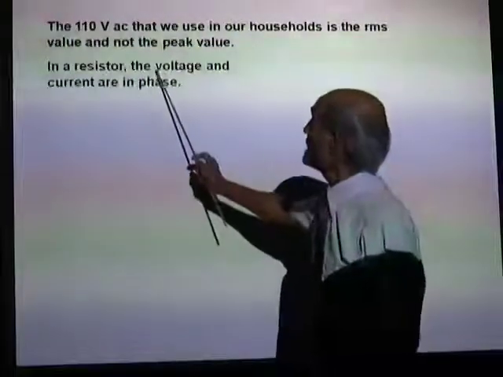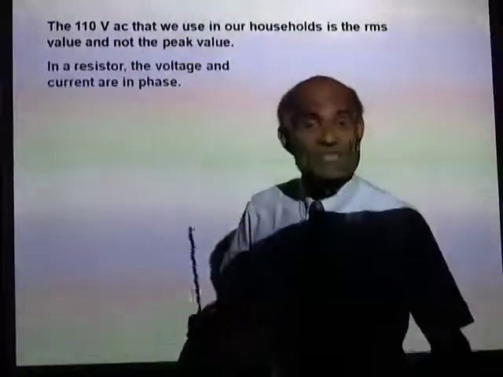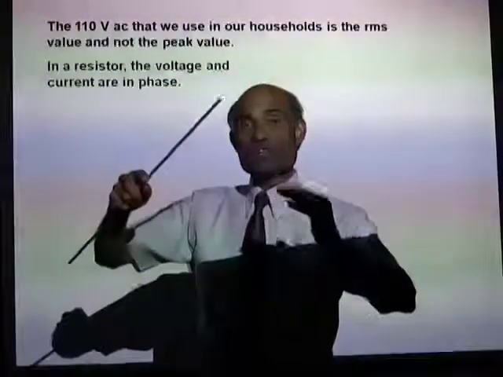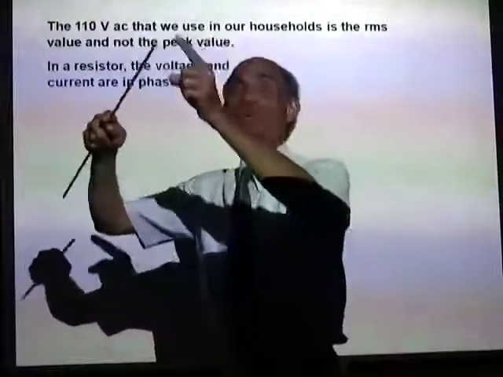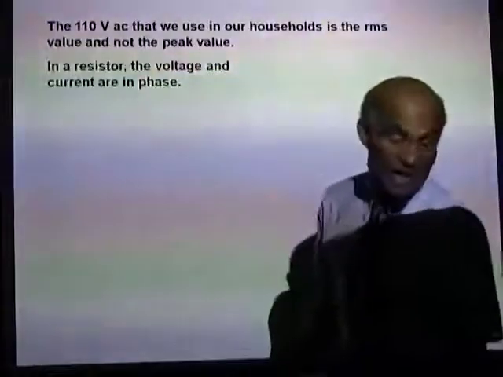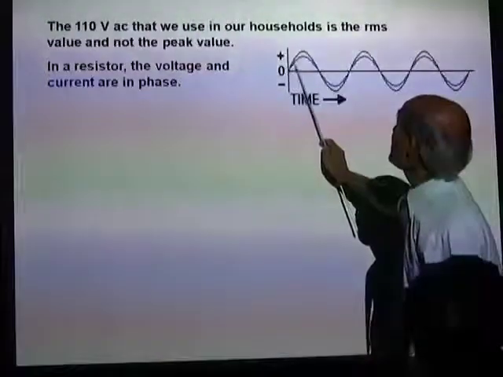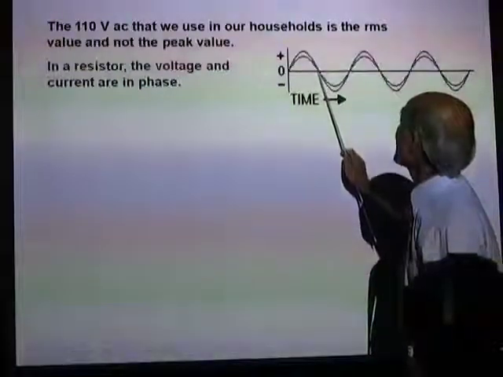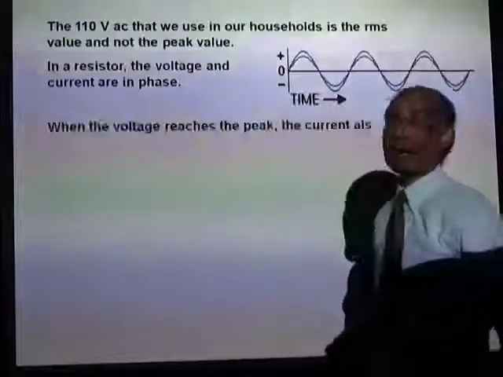Now, in a resistor, the voltage and current are in phase. What does that mean? The voltage and current are in phase. It means when the voltage increases, the current also increases along with it, and when the voltage is a maximum, the current is a maximum, and so on. They are in phase. Now you can see here, as the voltage increases, the current also increases. The voltage is 0, the current is 0, so the voltage and the current are in phase.